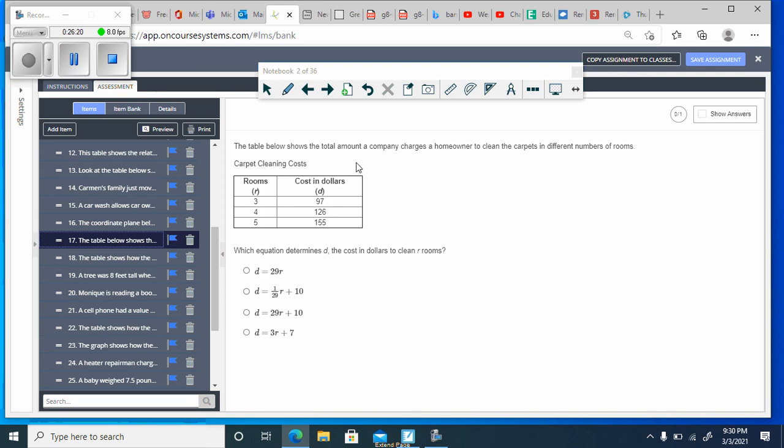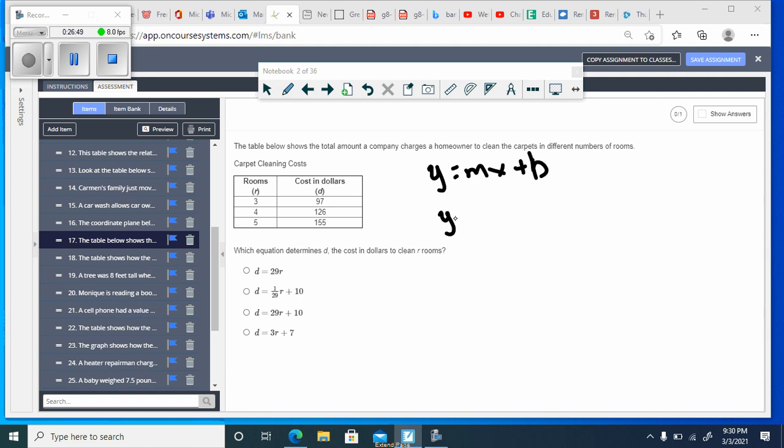The table below shows the total amount a company charges the homeowner to clean carpets in different rooms of the house. Which equation determines d, the cost in dollars to clean rooms? Okay, so let's do the equation. We can figure it out from there. We know a linear equation is y = mx + b. We don't have a 0 here, and it'd be hard to work our way backwards. So let's get our m first.